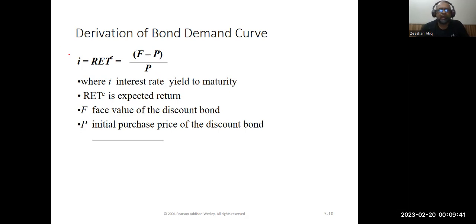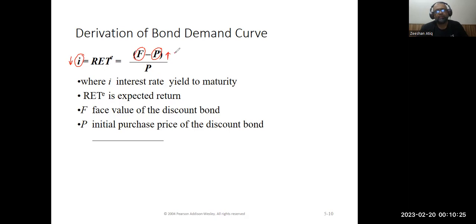For example, if you look at the screen, this particular formula is the yield to maturity for discount bonds. This yield to maturity depends on two factors: the face value of the bond, meaning what value is written on the face of the bond, and at what price it is being traded. If the price goes up, what should happen with the interest rate? It should go down, because if the price goes up, the difference between the face value and the price goes down, and the denominator goes up, so the interest rate goes down.